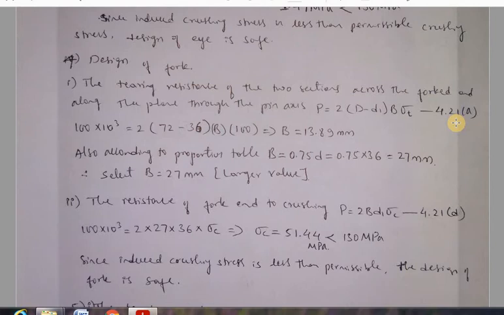And here we are going to find the value of capital B. That is, we substitute other known parameters like P value 100 into 10 raised to 3, capital D 72 mm, small d1 36, and sigma T as 100, and we calculate value of capital B as 13.89 millimeter. And also from the proportion table, we have 0.75 times the diameter of the rod, and here selecting the larger value as the value of B, we are going to select 27 mm.